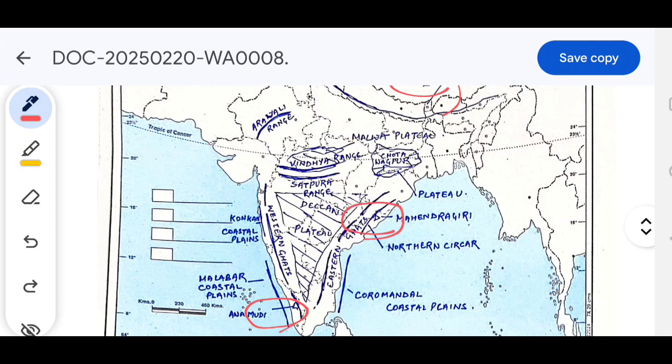And then we have Mahendragiri, which is in Andhra Pradesh, or you can say in the Eastern Ghat. And this is the highest peak of the Eastern Ghat also. So you can remember it like this. So these are the four mountains which we need to remember here.